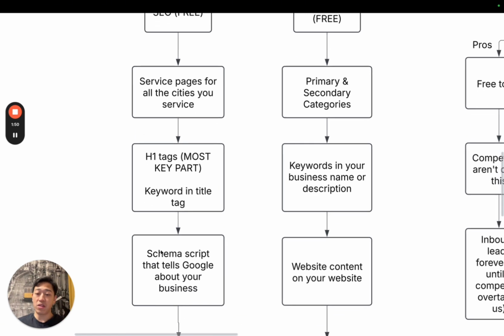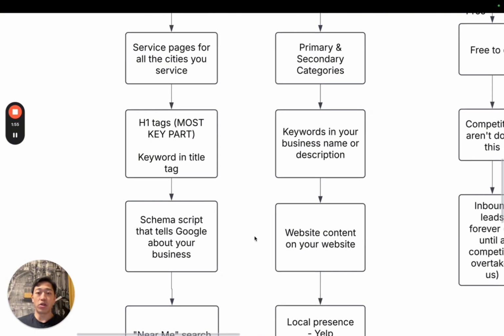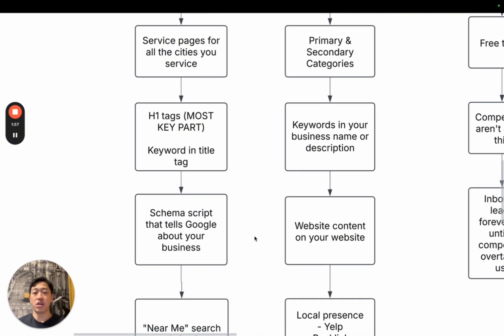On top of that, there's this thing with schema scripts that tells Google about your business. Whenever Google's actually crawling through all of the different pages, including your competitors' pages, it's looking at what is the best fit for the person searching for this keyword.